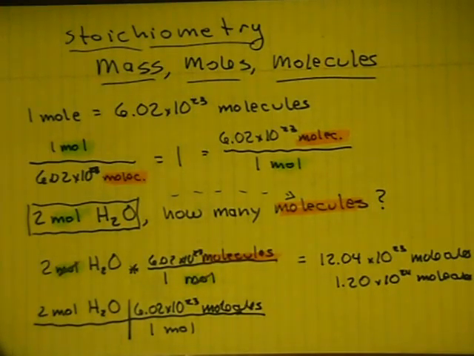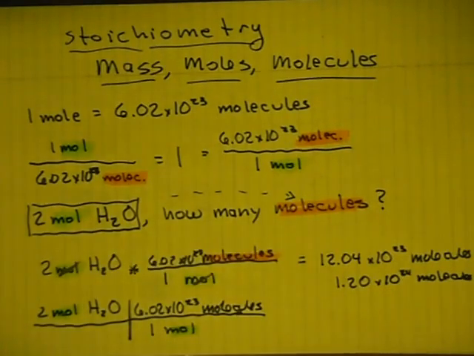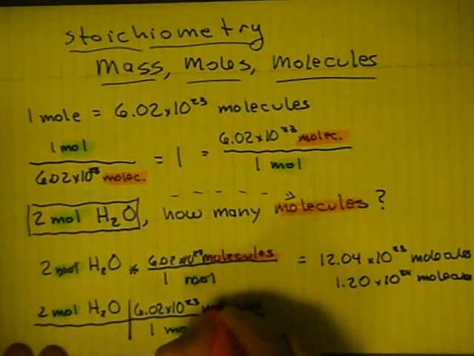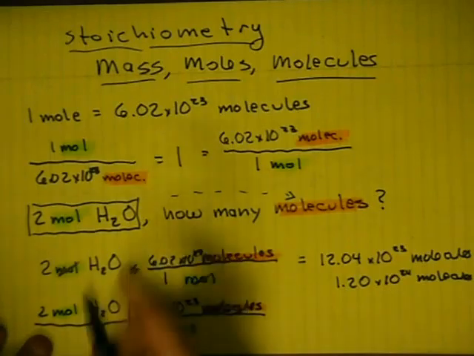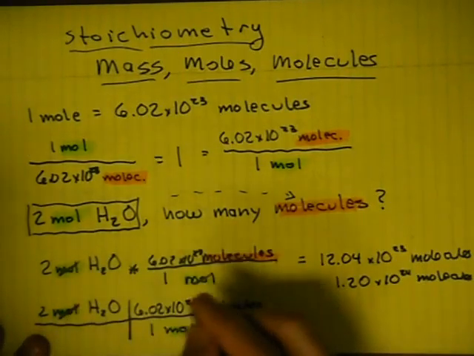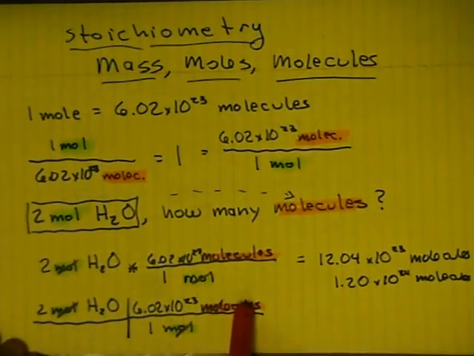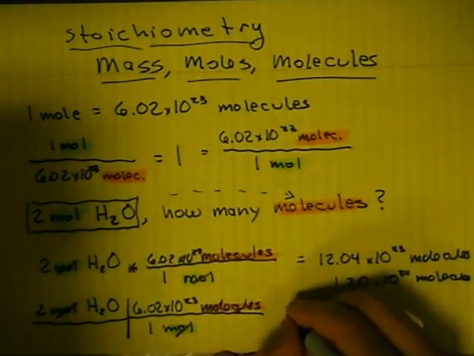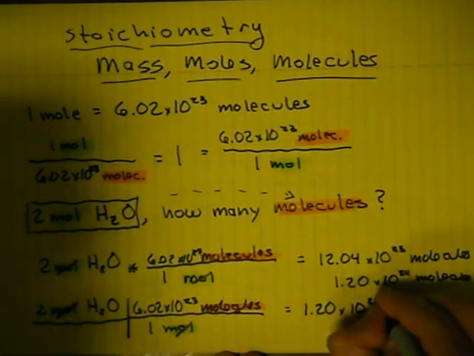And so as before, we've got moles on the top, moles on the bottom, and then molecules on top. Moles divided by moles cancels out because it's 1. Like 2 divided by 2 gives you 1. Same exact thing divided by itself divides out because it's equal to 1. And so we're left with 2 times 6.02 times 10 to the 23rd, and our only unit is molecules. And again, this gives us that 1.20 times 10 to the 24 molecules.